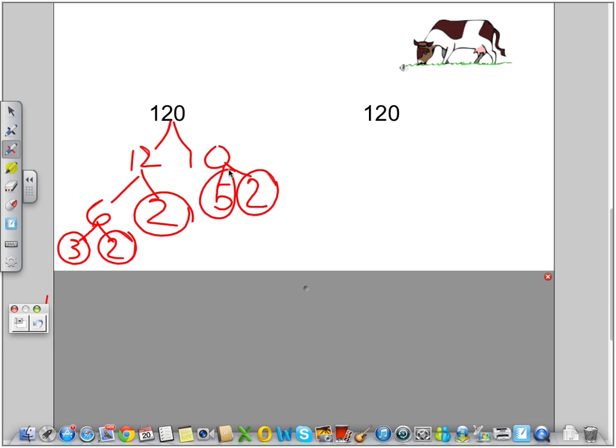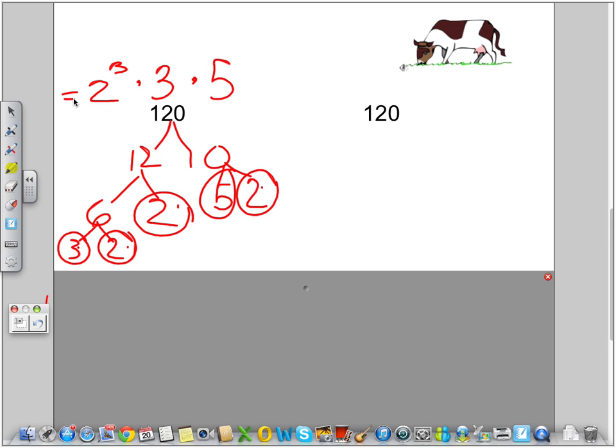And then I rewrite it. 2 to the 3rd power because there's 2 times 2 times 2. And my next number would be 3, so dot for times 3. And my next number would be 5, dot 5. And that would give me 2 to the 3rd times 3 times 5, which is indeed equal to 120.